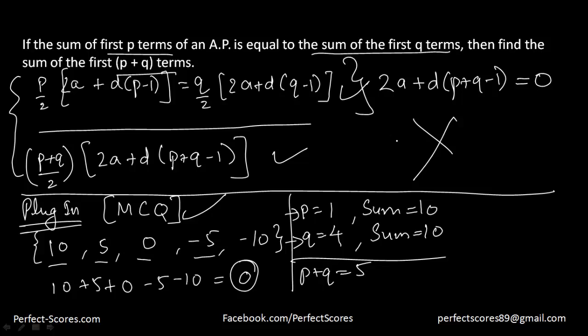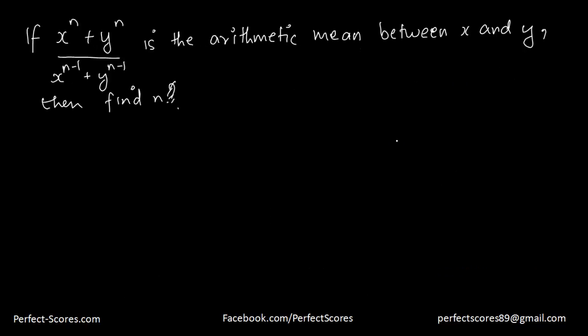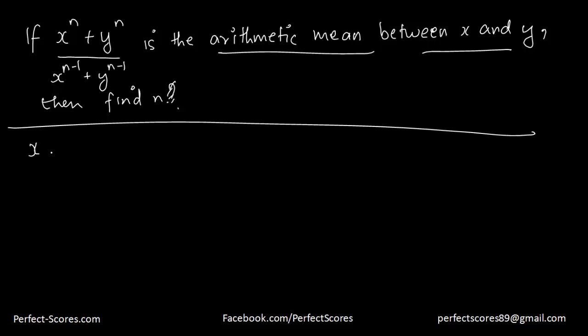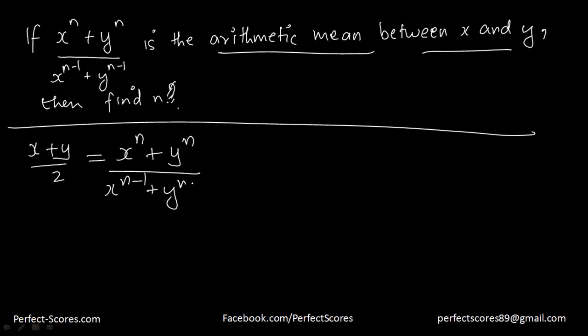Sure. Anyhow, moving forward to the next question. Okay, so let's go ahead and do this question. This question says that x to the power n plus y to the power n over x to the power n minus 1 plus y to the power n minus 1 is the arithmetic mean between x and y. So what do you mean by arithmetic mean between x and y? I mean to say that x plus y by 2 is equal to x to the power n plus y to the power n divided by x to the power n minus 1 plus y to the power n minus 1, right? Because the arithmetic mean is equal to this. Now I've got to find the value of n.